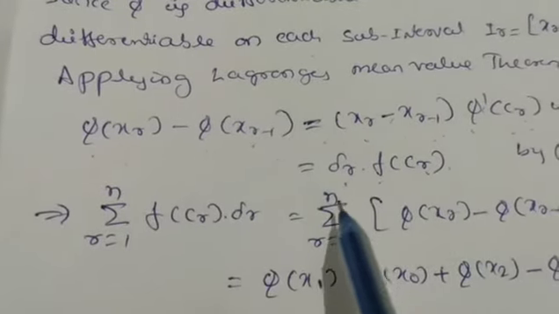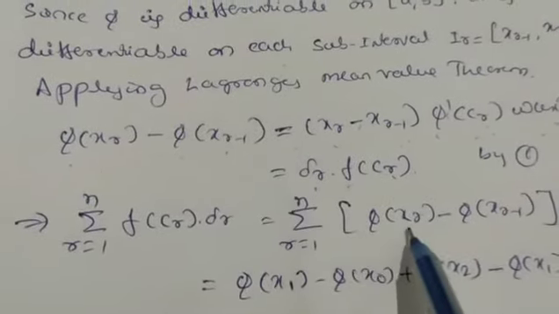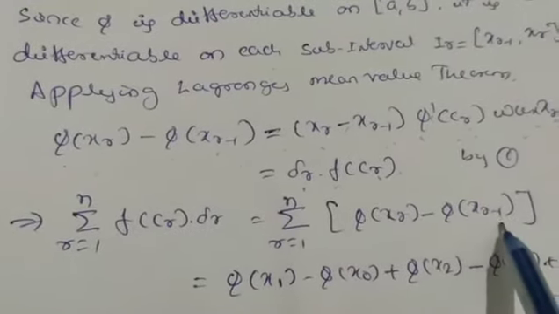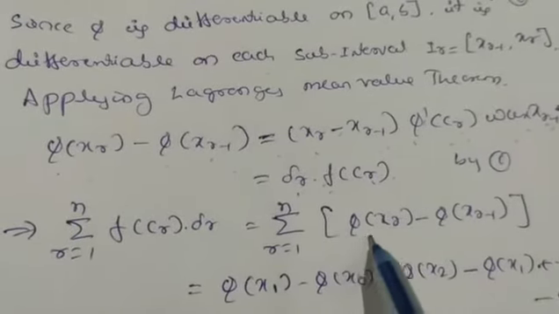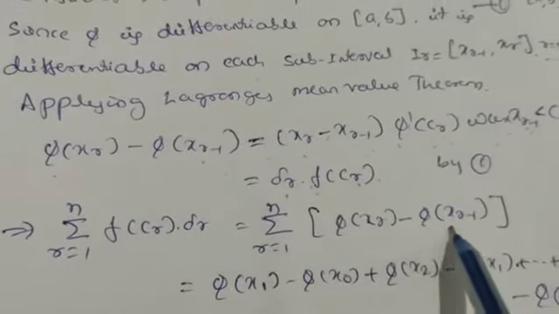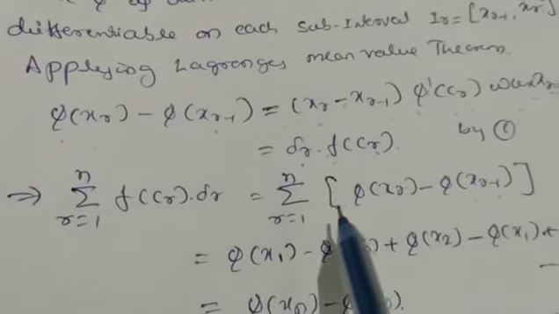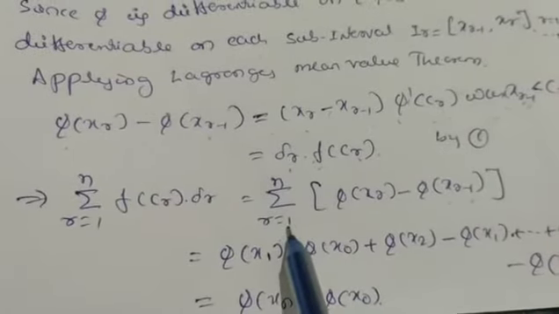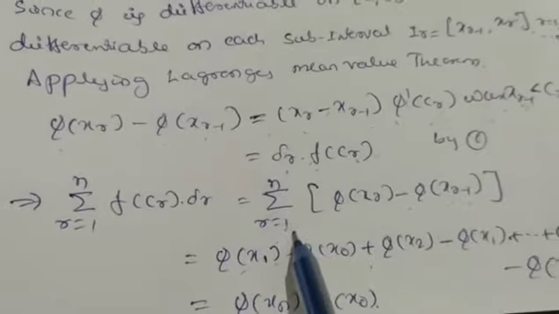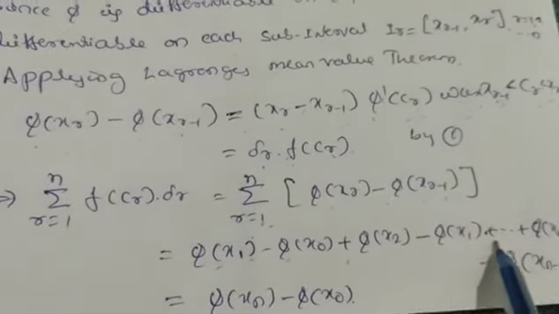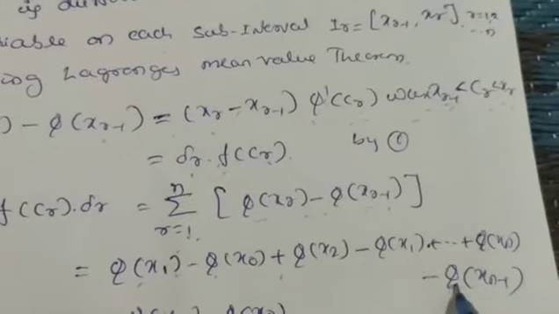the sum over r = 1 to n. So what is f(cr) here? f(cr) Δr is φ(xr) - φ(x(r-1)). If you open this bracket, putting r = 1 to n: when r = 1 we get φ(x1) - φ(x0), then plus when r = 2 it becomes φ(x2) - φ(x1), etc. When r = n, it becomes φ(xn) - φ(x(n-1)).